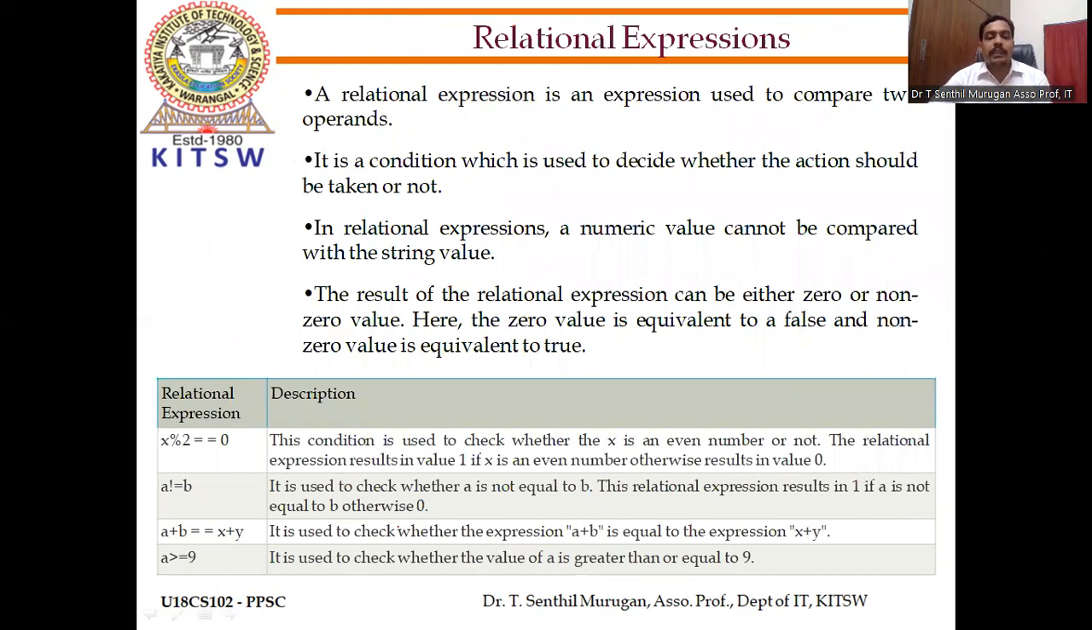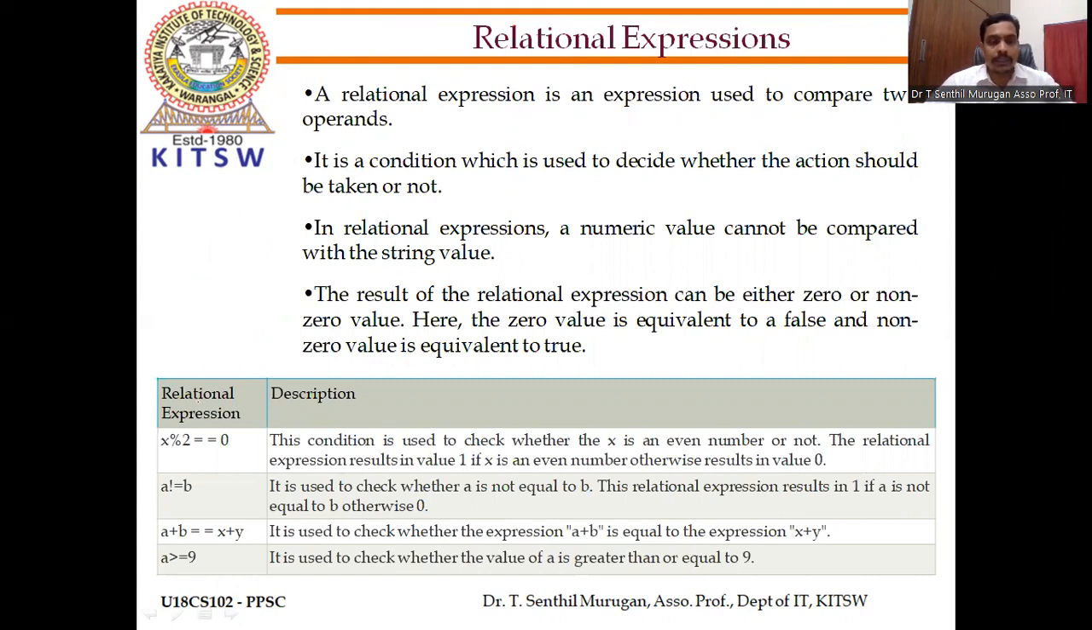So relational expression, how the relational expression is there? Relational expression means whether the action should be taken or not. For that purpose we will use. So I told, no, if power is there, what you have to do? If power is not there, what you have to do? So like that we are checking the condition, that is considered the logical operations.